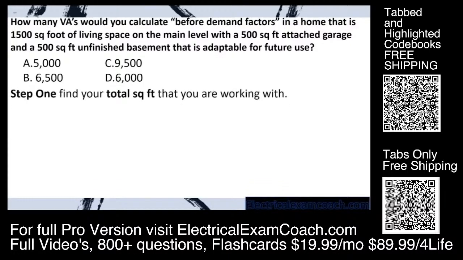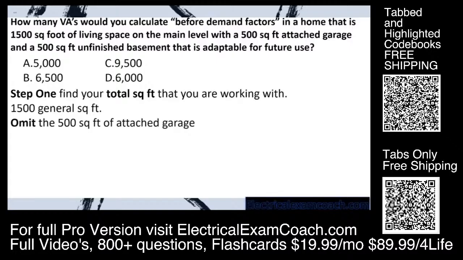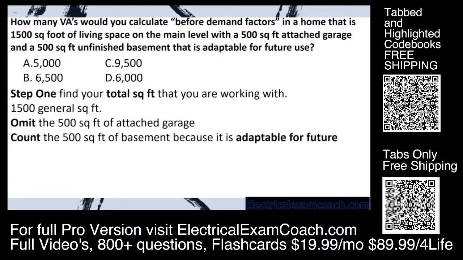Step one is find what our total square feet that we're working with. So we have our 1,500 general, we will count it. Then we're going to omit the 500 square foot of attached garage. We're going to count the 500 square foot of basement because in this question, it is adaptable for future use. In your testing, it'll say either or, and in the real world, it's almost always adaptable for future use, but you can work that out with your local electrical inspector.